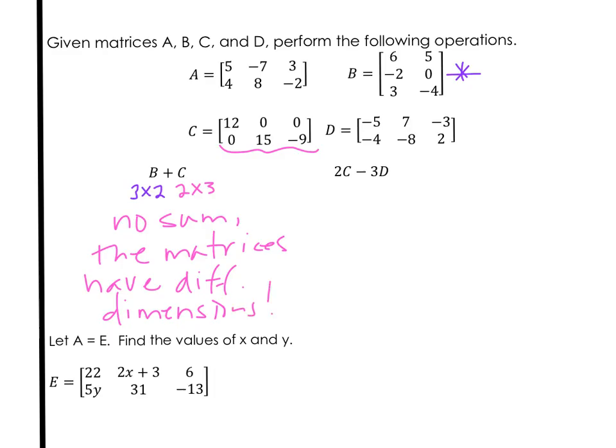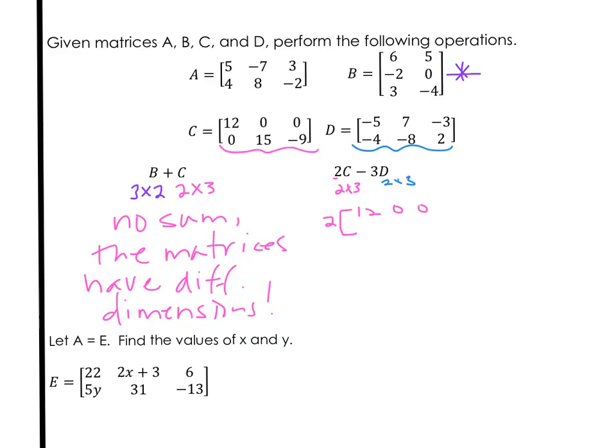Now over here on the right, a couple of unique things are happening. 2C minus 3D. Well, we already know C is a 2 by 3 matrix. And matrix D, if you notice here on the right, is also a 2 by 3. So we know then that we can actually subtract them. But in front of C, we've got a scalar of 2. So what I'm going to do is just put a 2 out in front of that matrix.